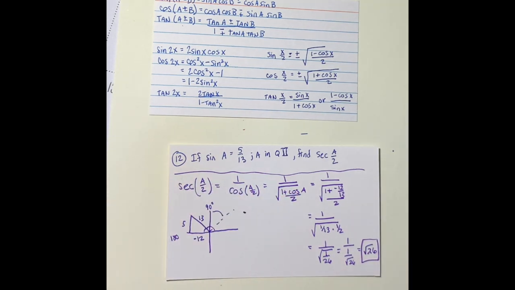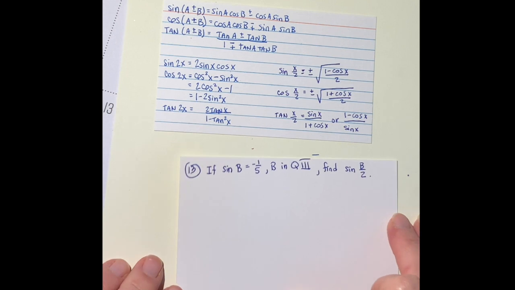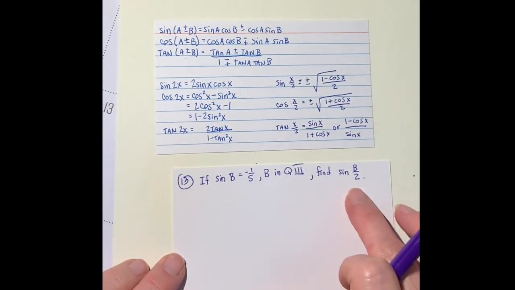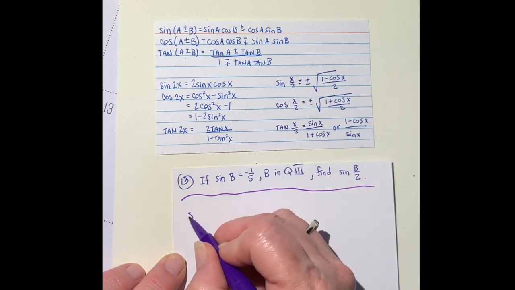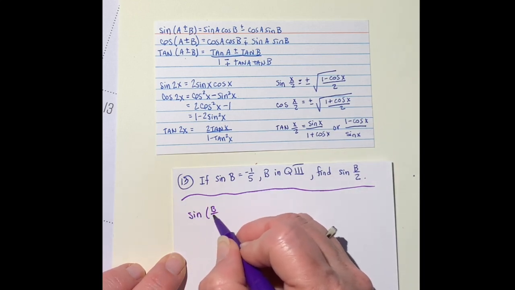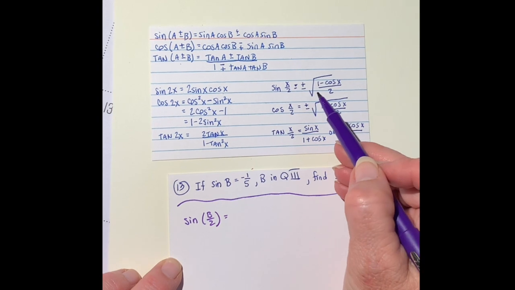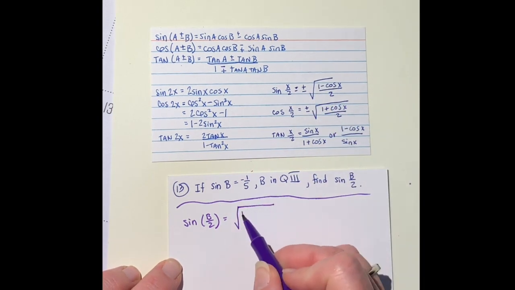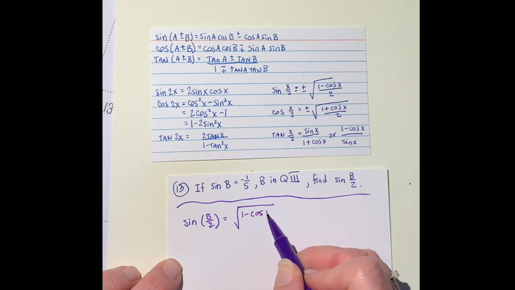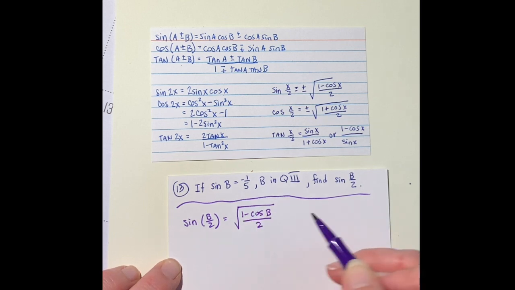Best, most simplified answer. All right, my number 13 asked me to find the sine of the half angle B, sine of B over 2. So sine of B over 2, the formula says it's plus or minus, we'll figure out which one it is in a minute, the square root of 1 minus cosine of B over 2.